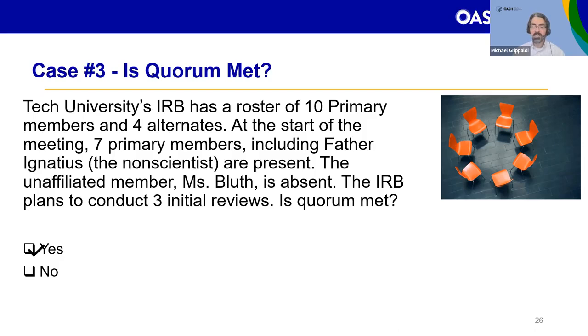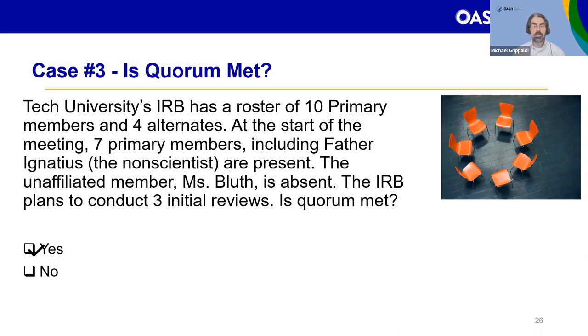One possible mistake that would have been made is to add the alternates for the purposes of quorum. If you did that, then you'd have 10 plus 4, so 14 divided by 2 would give you 7. And then remember, it's an even number, add 1, so 8. But this is not the case because we don't count the alternates when considering quorum.